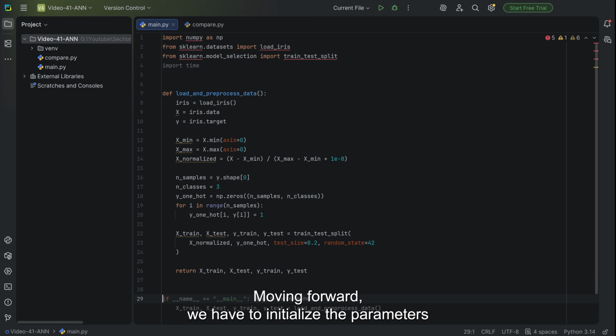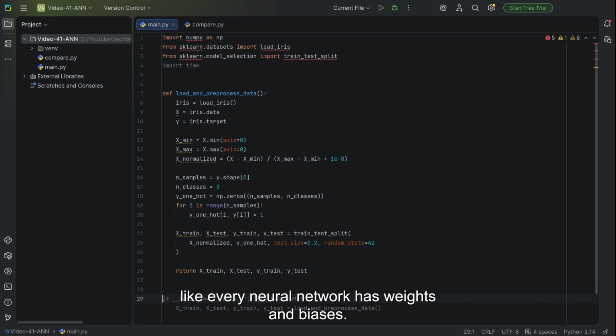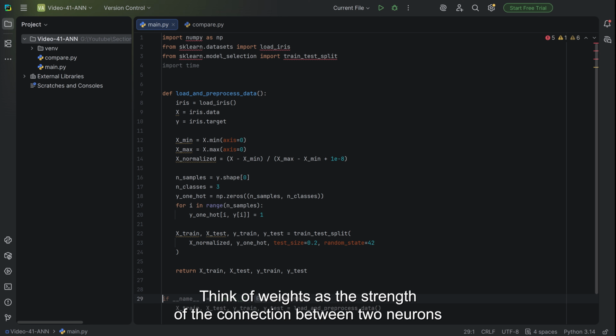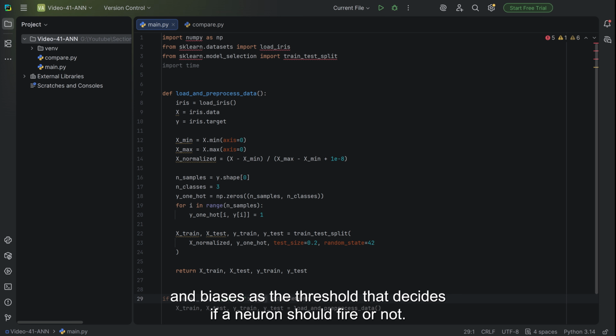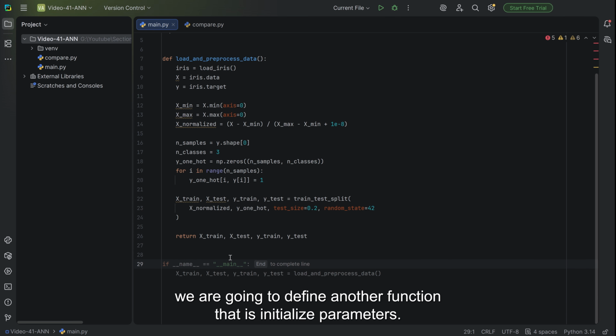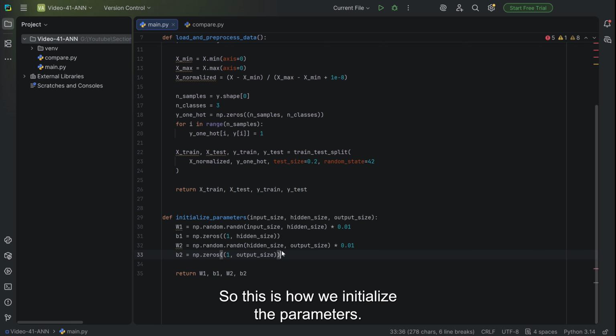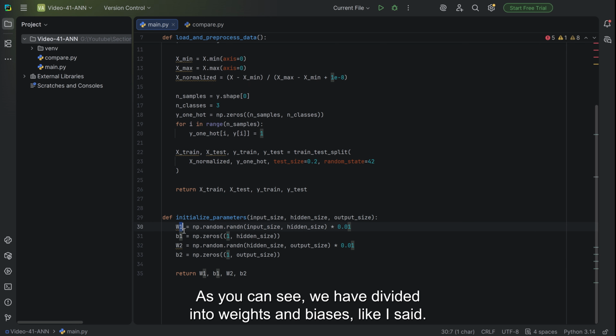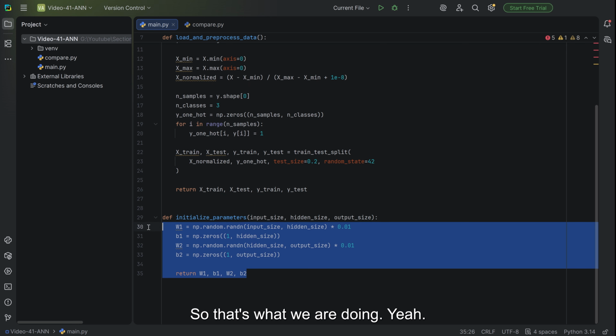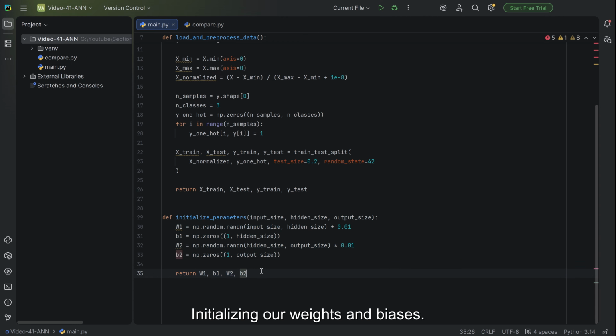Moving forward, we have to initialize the parameters. Every neural network has weights and biases. Think of weights as the strength of the connection between two neurons, and biases as the threshold that decides if a neuron should fire or not. So to do that, we are going to define another function, that is initialize_parameters. So this is how we initialize the parameters. As you can see, we have divided it into weights and biases, like I said. So that's what we are doing here, initializing our weights and biases.